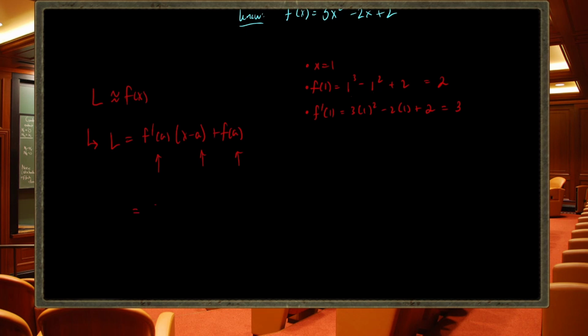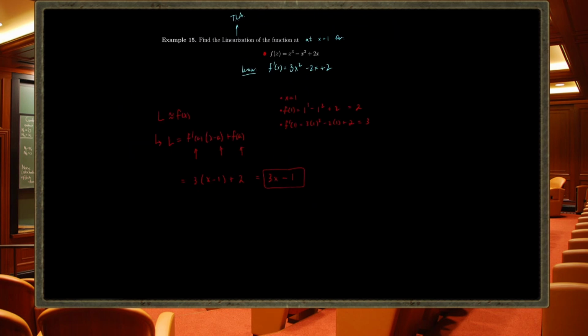So this is 3 times x minus 1 plus f of a we said was 2. So we can simplify this to be 3x minus 3 plus 2 is minus 1. So this is the linearization of this function.